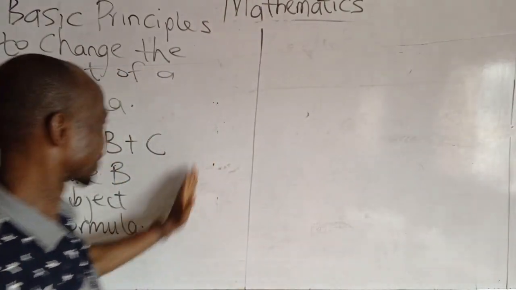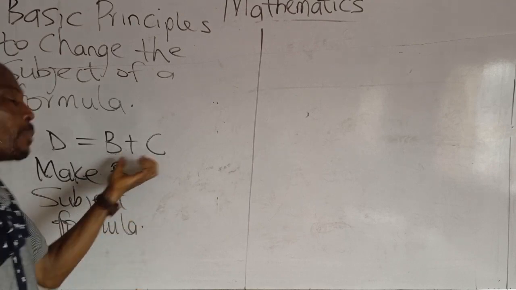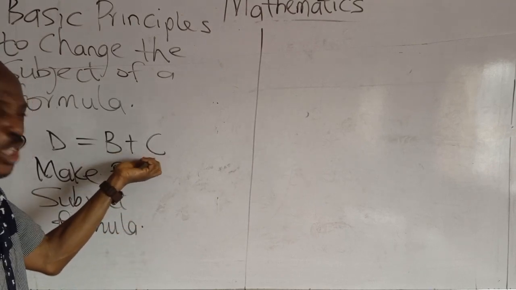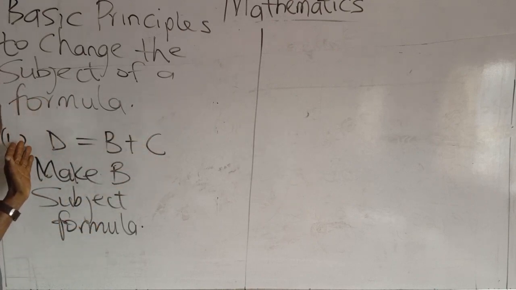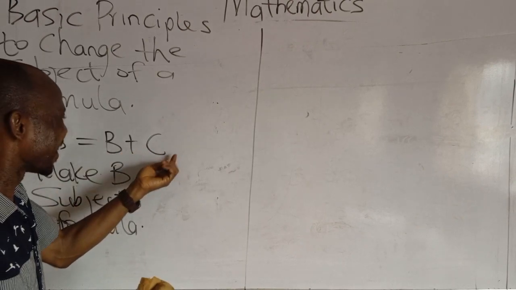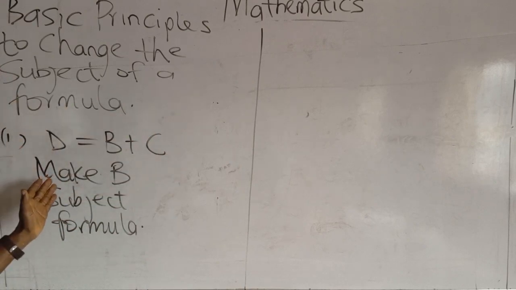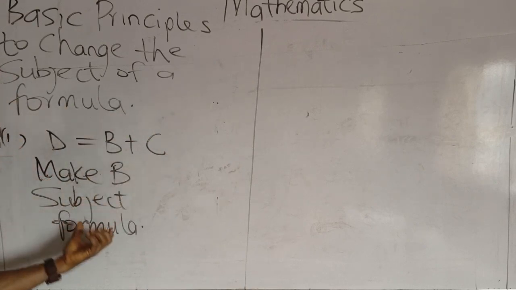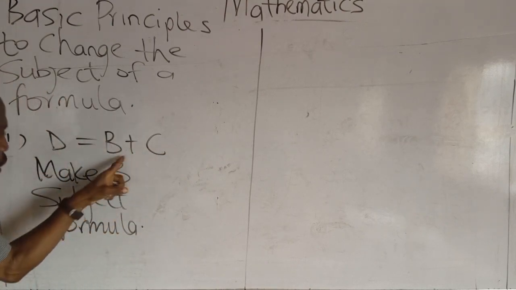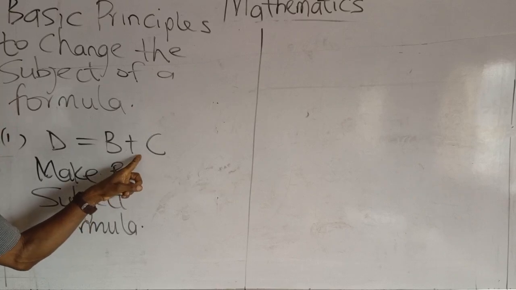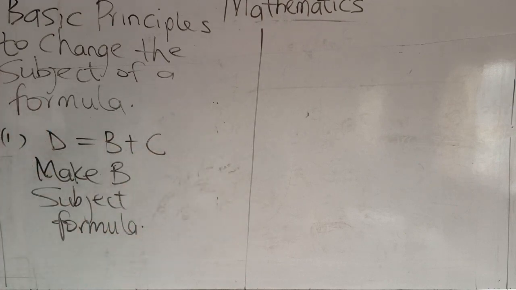In our first principle, we are simply saying that when a value is to be made the subject and they are connected by a positive sign, to move it to the other side of the equation, what do we do? We subtract the letter that we are moving from one side of the equation to the other. So here we want to make B the subject of the formula. We are going to remove C from this place. And because C is connected by a positive sign, we are going to subtract C from both sides of the equation.